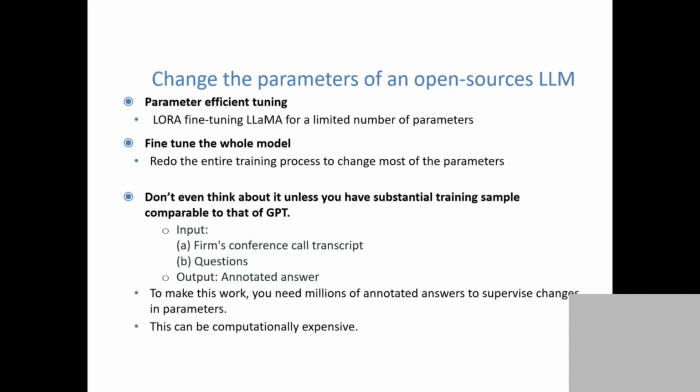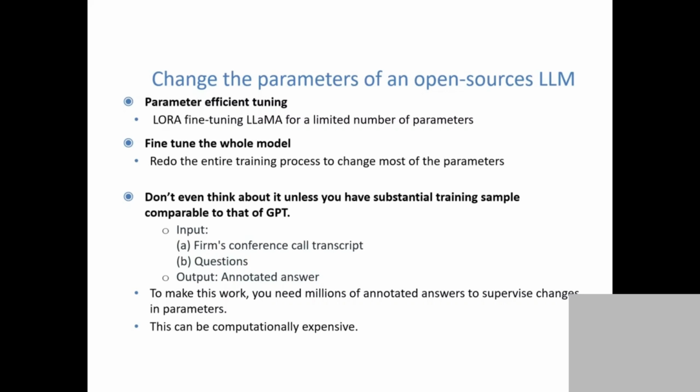So what's the difference between the two? The first one is you only change a small portion of the parameters in the model. The second is you change all the parameters of the model. Of course, the second option is more costly, right? But remember, if you want to do this kind of fine tuning, you need a large training sample. Don't even think about it if you don't have a large training sample. Prompt engineering is beautiful because you only need 2-3 examples. GPT can do this for you, right?